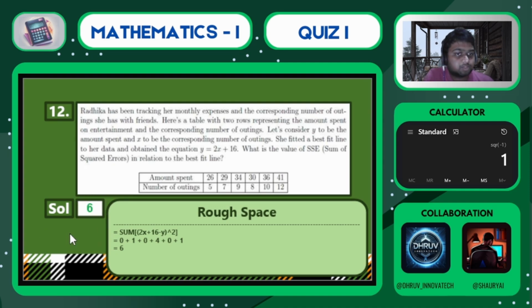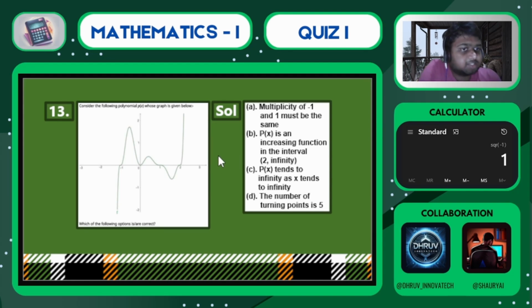So let's move on to the next question. In this question we have to check the following points, and mark whichever are correct. The first: the multiplicity of -1 and 1 must be the same. This is not correct because the multiplicity can be different. It's not declared that it's the same, so it's not true.